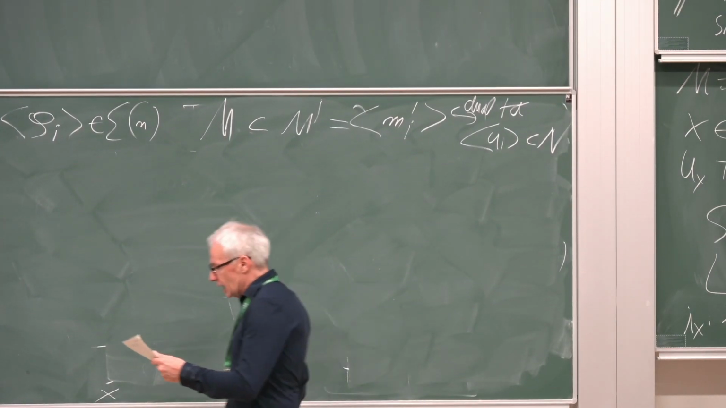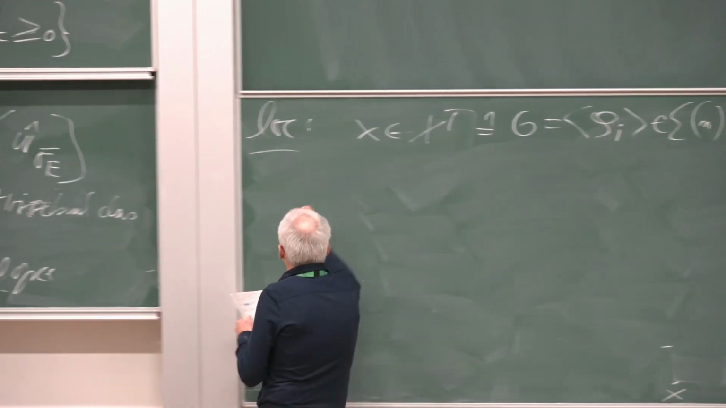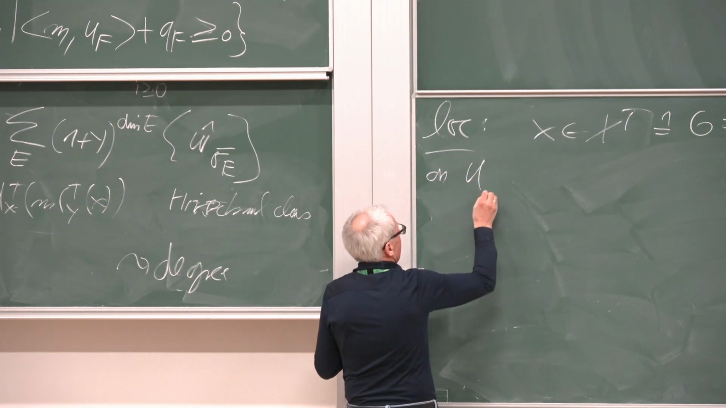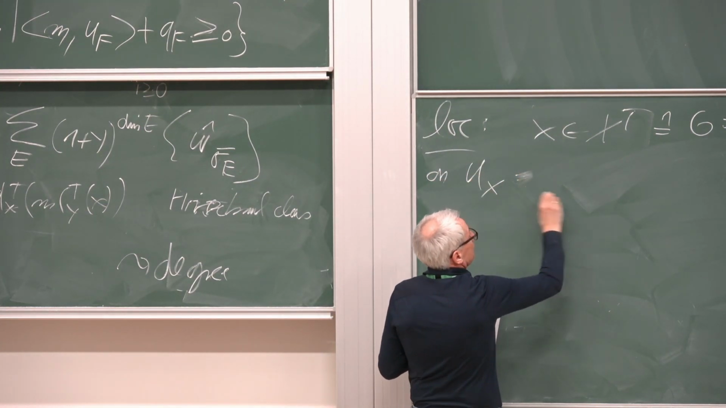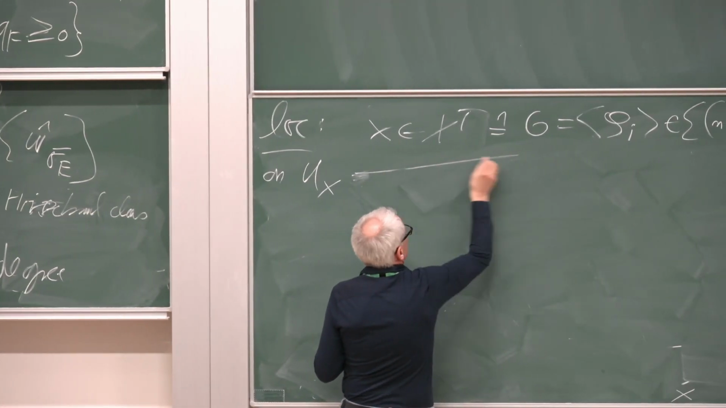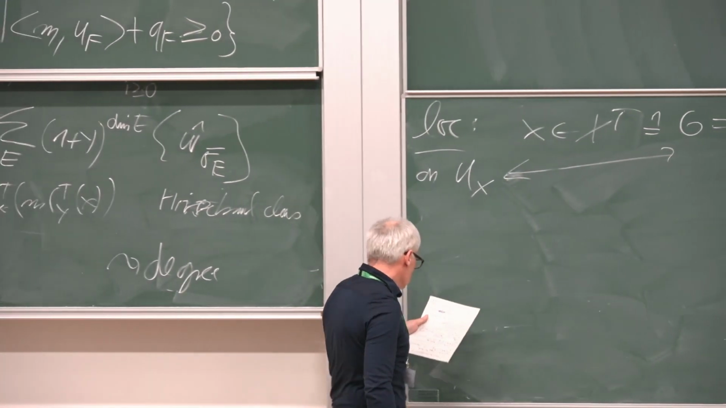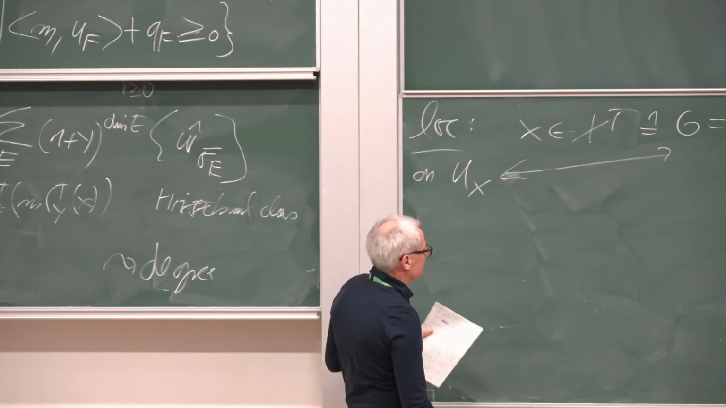Okay, so what is happening now? In this context, you calculate locally on this affine neighborhood, which would be the toric variety corresponding to this cone here. So what you're doing now, there you get the following representation.